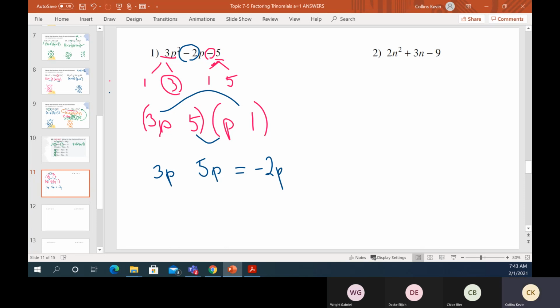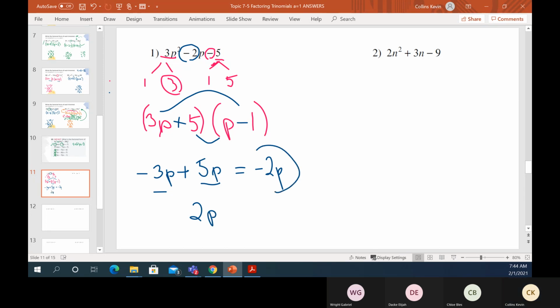Okay, so let's try that. So if we make him negative, that means this guy would be negative, right? And make this guy positive, okay? So now we've got 5p minus 3p, that's positive 2p.